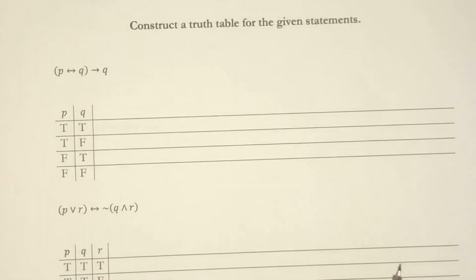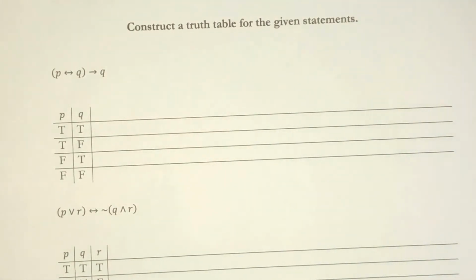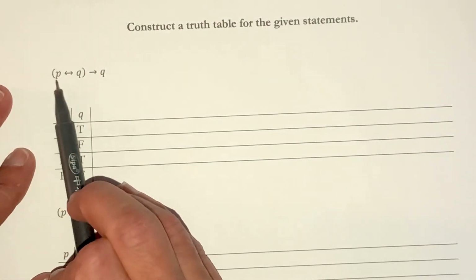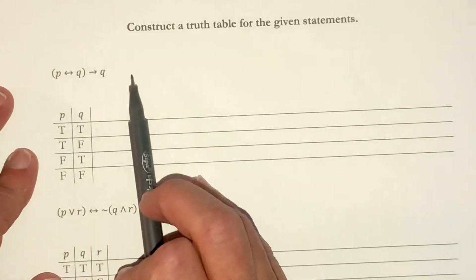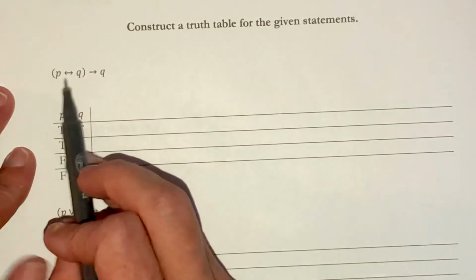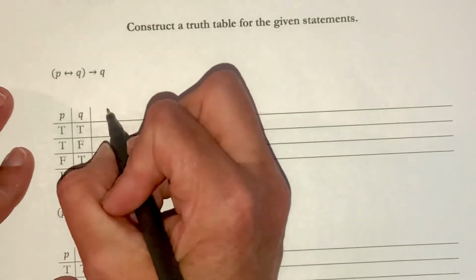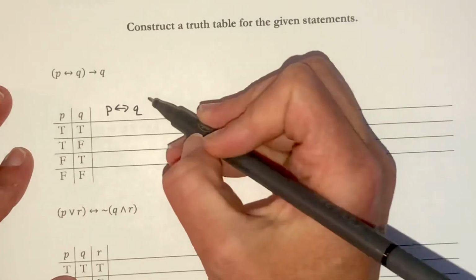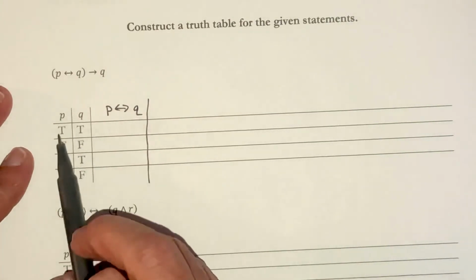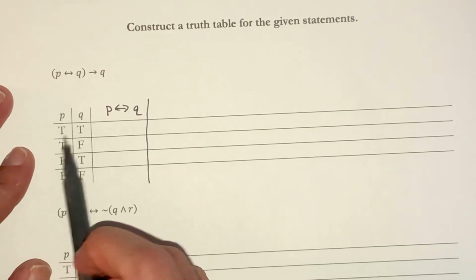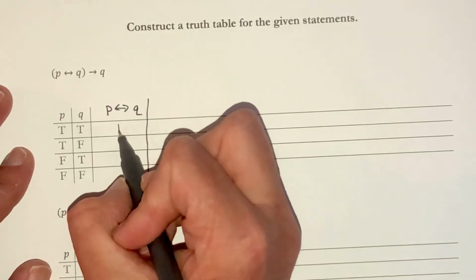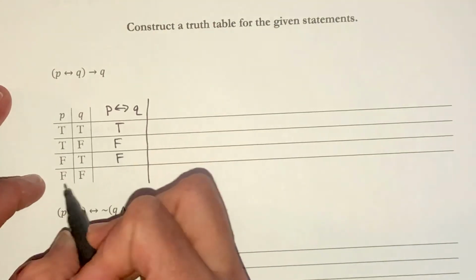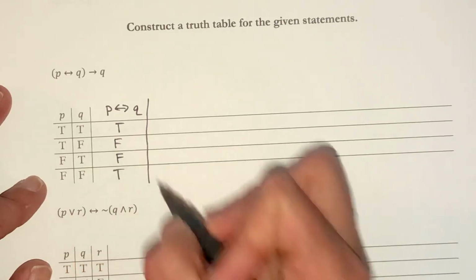Okay, so let's look at this one. I want to do a truth table for if P if and only if Q, then Q. It's hard to say in English. Okay, what I'm going to do is build up each piece. So I'm going to do P if and only if Q. And what we said before on our truth table is that if they have the same truth value, then it is true. If they have different truth values, it is false. Same truth value, so this one is true.